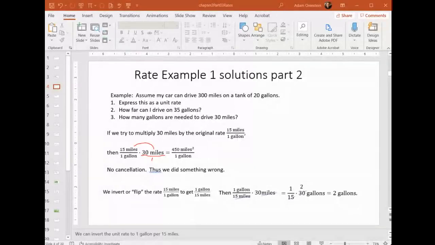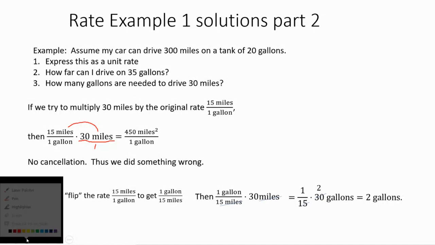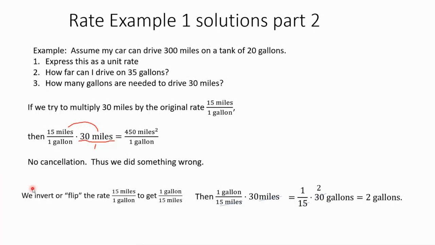We want our answer to only have miles. That's what we want. So what do we do? Well, what we can do is flip or invert this rate to get this. Okay, we can invert that or flip it. As you can see, some people also call this taking the reciprocal. And now we multiply.